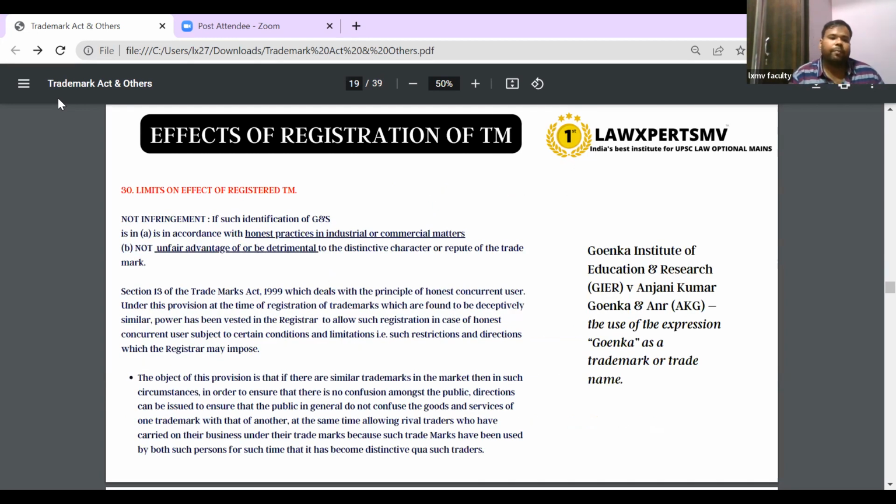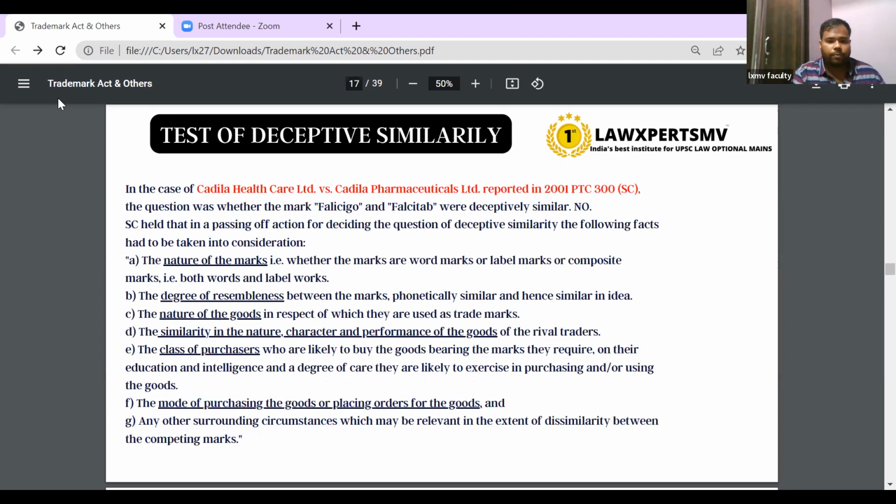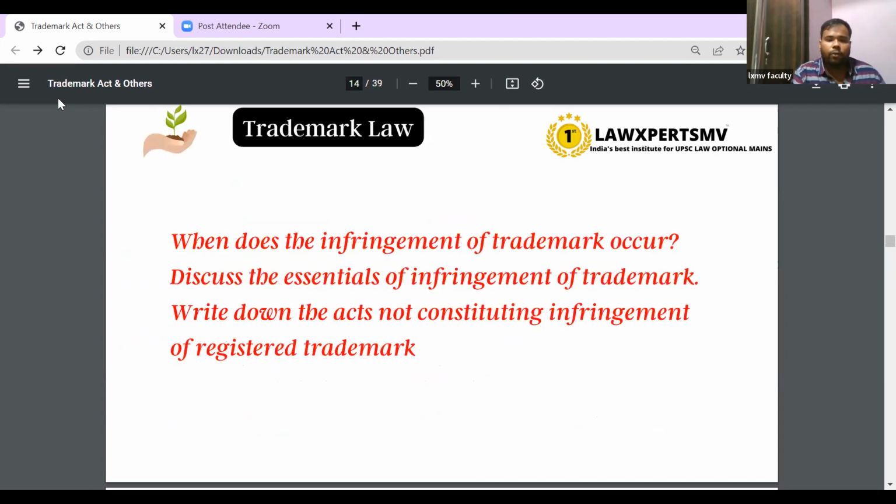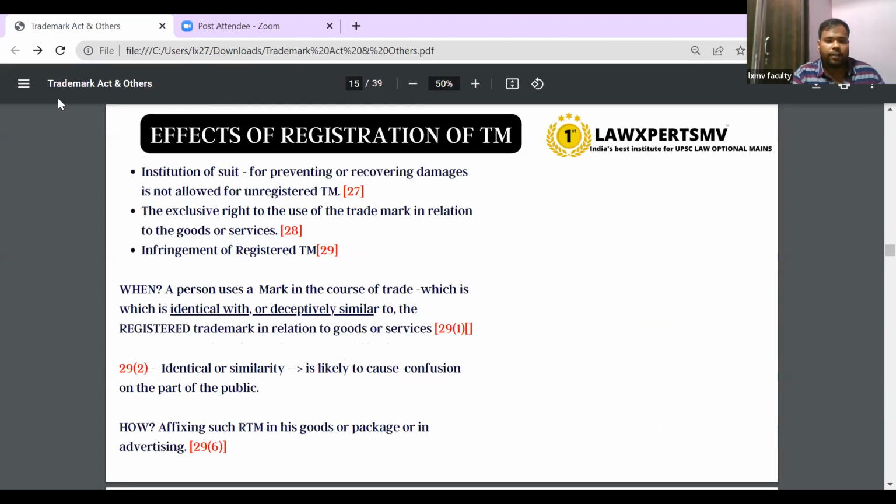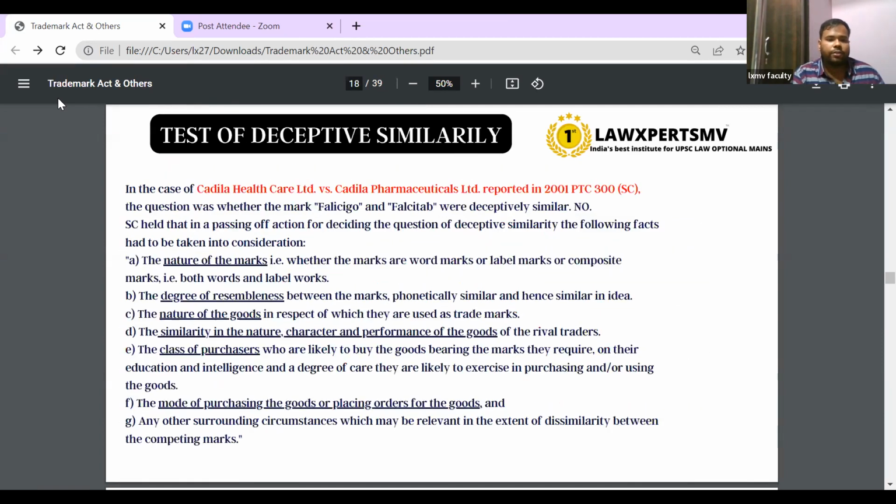Effects of registration of trademark. As I have already told you, if you have not registered your trademark, then you won't be able to file a civil suit for infringement and to get the damages for the proceedings. And this Section 30 is very important because this has been asked in your question. Just give me a minute. Write down the acts not constituting infringement under the Trademark Act. For this particular part of the question, you have to write Section 30.